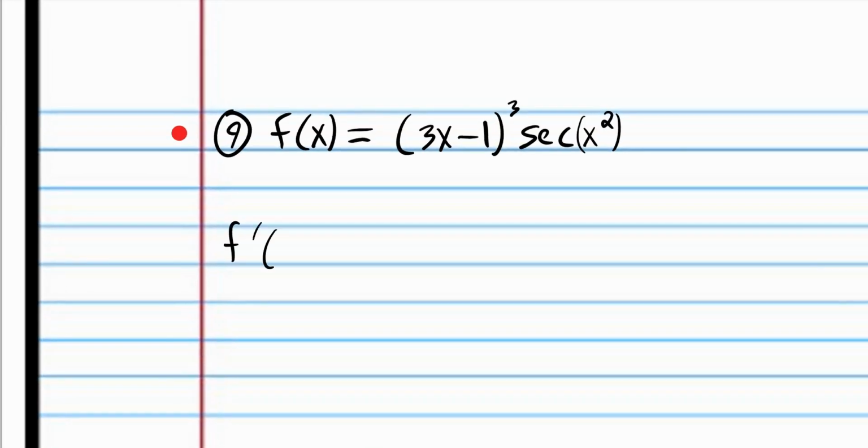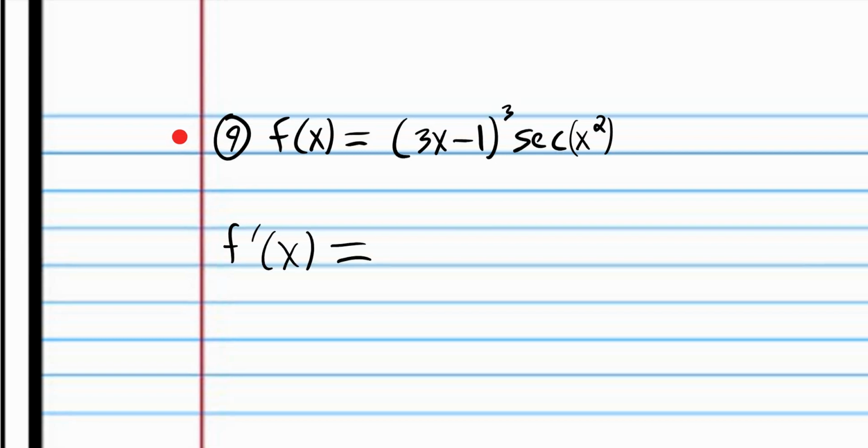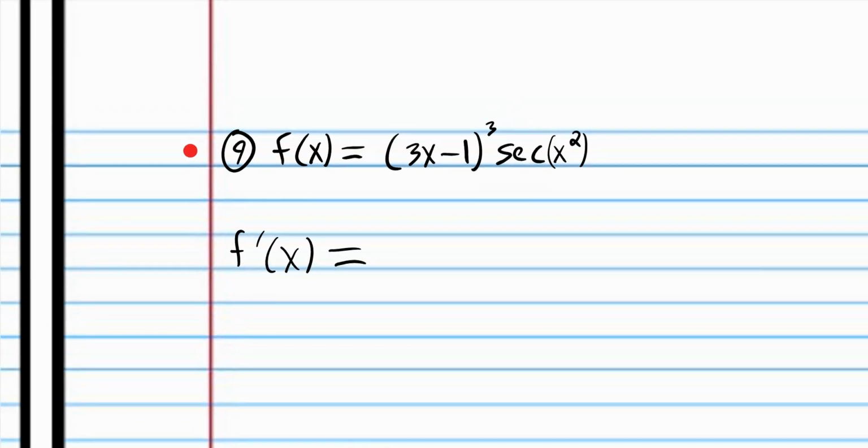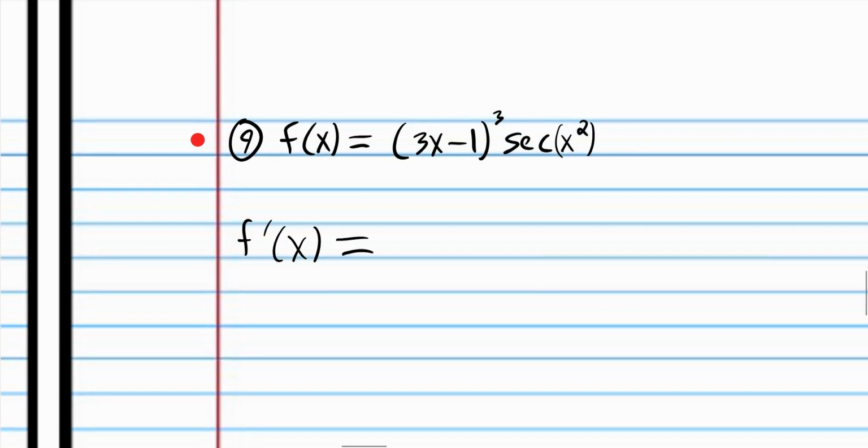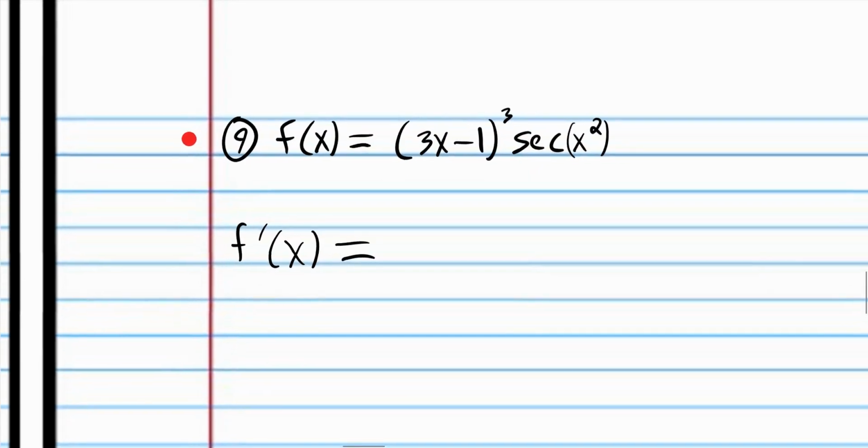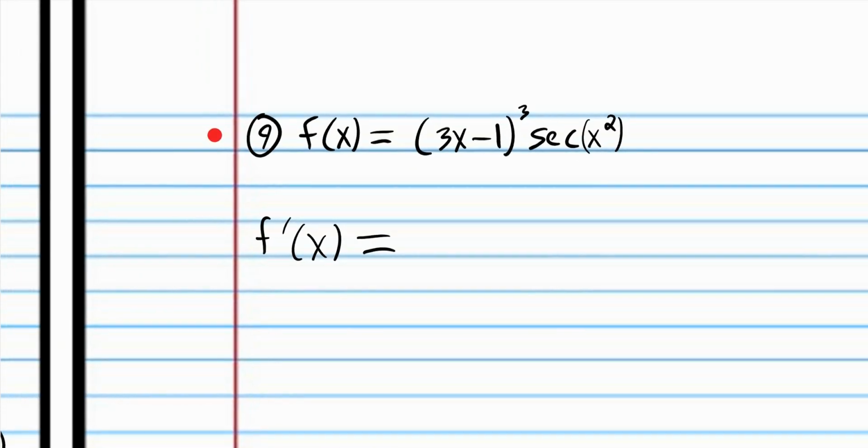This is really the same type of problem. We have to use the chain rule twice because we have a function within a function and another function within a function. And of course we have to use the product rule because we have the product of two expressions. But we have to deal with the secant function now, and so that can be a little strange.